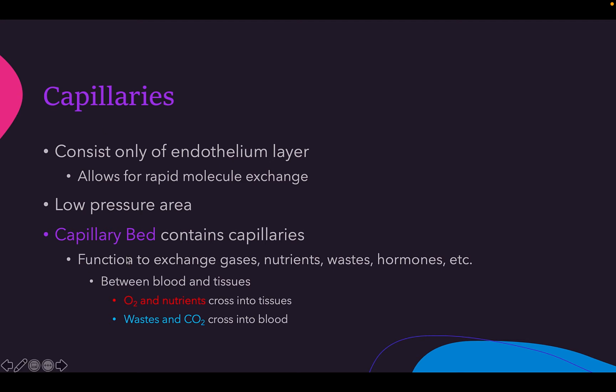And so the capillary bed consists of a bunch of different capillaries, and they function to exchange gases, nutrients, wastes, and hormones between the blood and the tissues that the blood is supplying. So oxygen and nutrients cross into the tissues because there is less oxygen and nutrients in the tissue, and there's more waste and carbon dioxide in the tissue, so it crosses down its gradient into the blood.